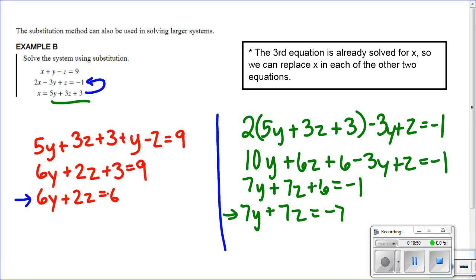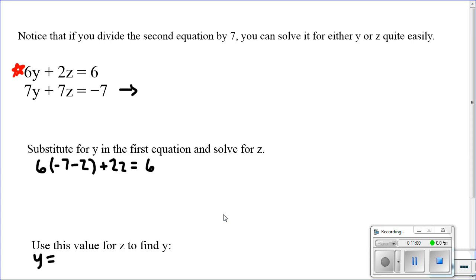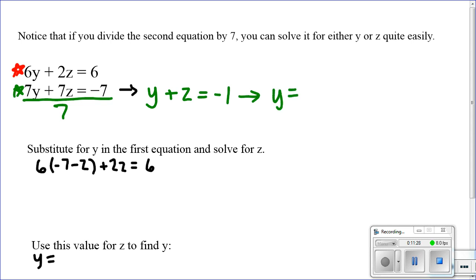So now I have two equations, both with just two variables. Now that I have two equations with two variables, I can solve that just like I would solve any two-variable system. Now notice with the second equation that we just came up with, if I divide that whole thing by 7, I can solve that for either y or z quite easily. So in other words, if I divide everything by 7, I have y plus z equals negative 1. If I go ahead and continue to solve that, say for y, I have y equals negative 1 minus z. Okay? So now what can I do with that?